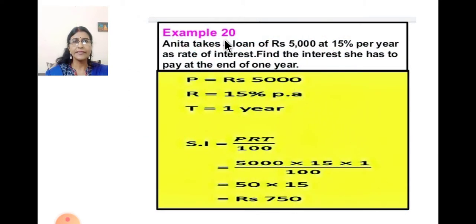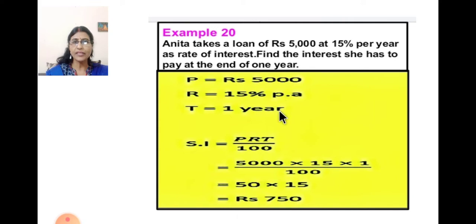Now let us take this example of the textbook. You must have seen this. This is example number 20, which is based on simple interest. So let us do that. You can see in your book, example number 20. Anita takes a loan of rupees 5,000 at 15% per year as rate of interest. Find the interest she has to pay at the end of 1 year.